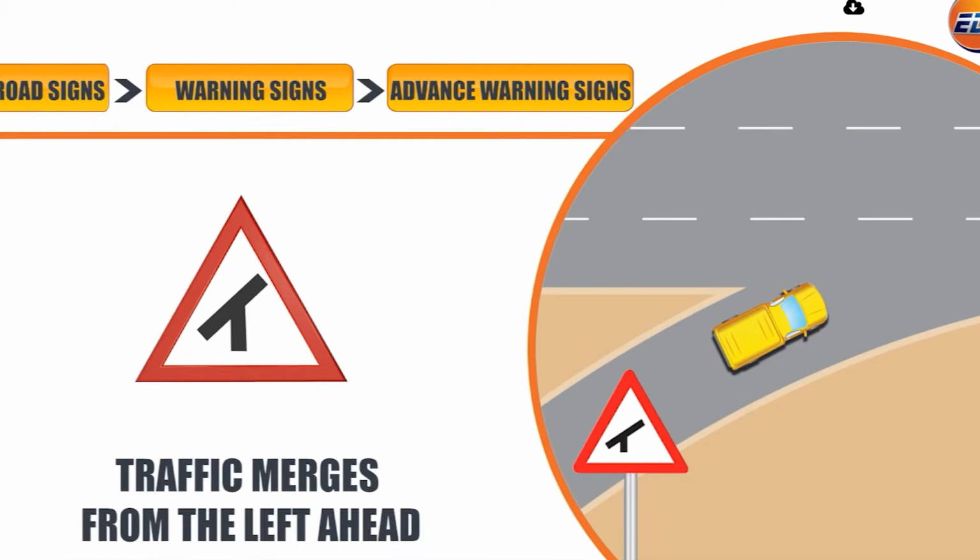Traffic merges from left side. This sign warns drivers that your road is merging with the main road. Drivers must adjust the speed to merge with the mainstream traffic without disturbing them.